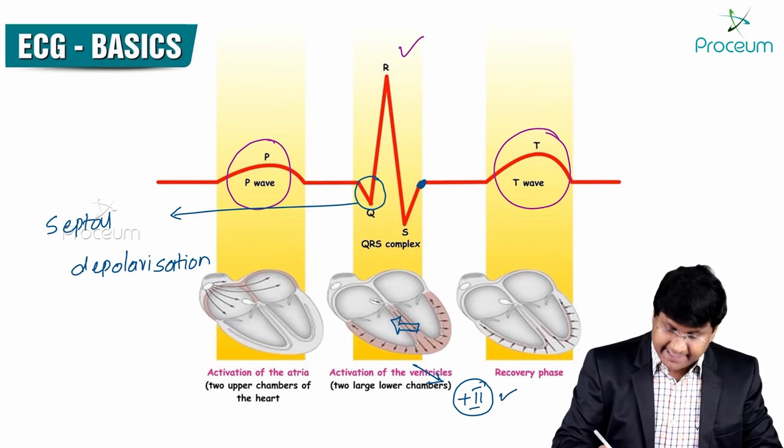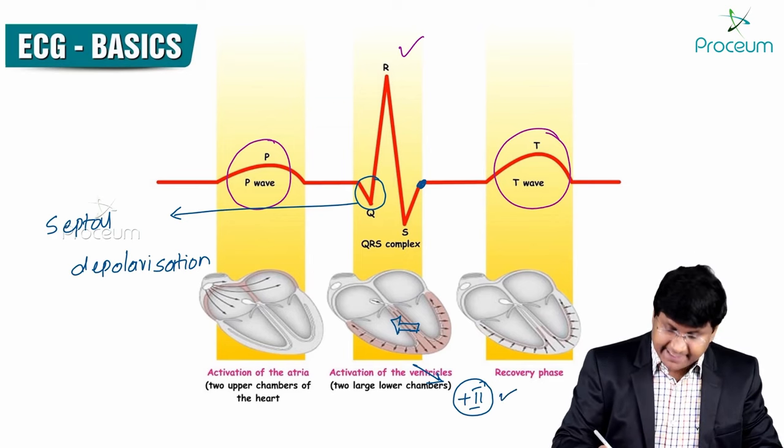Now, this is the ECG paper with a speed of 25 millimeters per second. That is a normal speed. Now, the point is, when the ECG paper is going at a speed of 25 millimeters per second, the heart rate is around 150 per minute. How to calculate the heart rate? Subsequently, I will tell you how to calculate the heart rate. But trust me, in this ECG paper, when the speed is 25, it is 150 per minute.